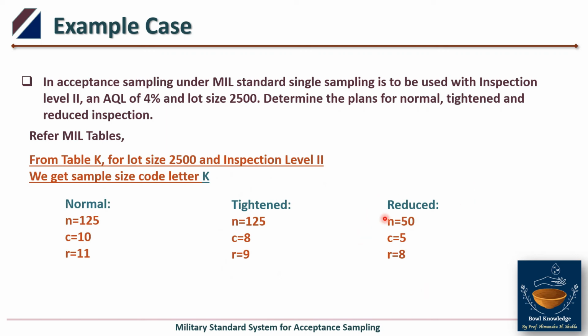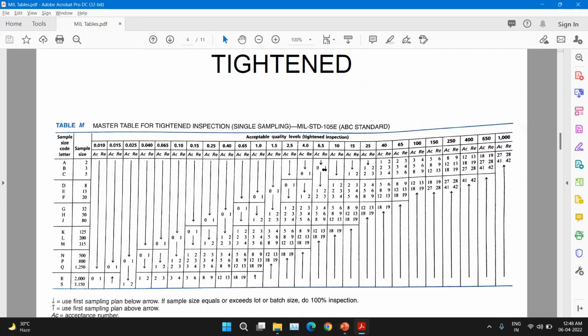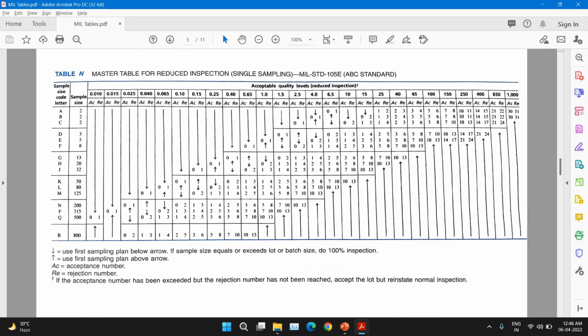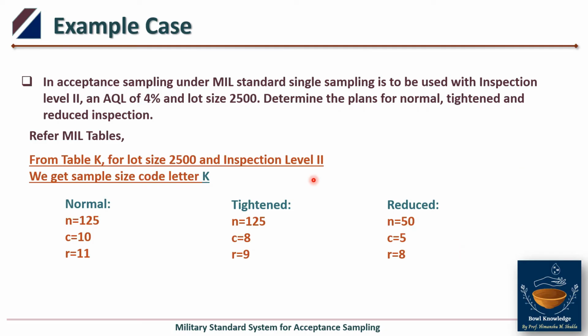Third is the reduced inspection, which is Table N. Again for code letter K, we get the sample size as 50, and for 4% we get acceptance number 5 and rejection number 8. So in this way you can obtain the appropriate sampling plan as per your style of sampling inspection, whether it is normal, tightened or reduced. You can select the sampling plan.